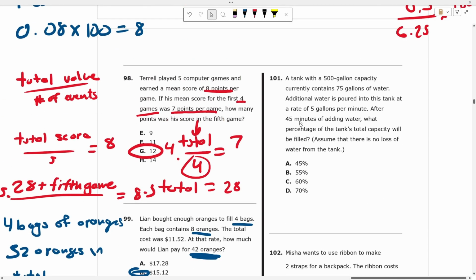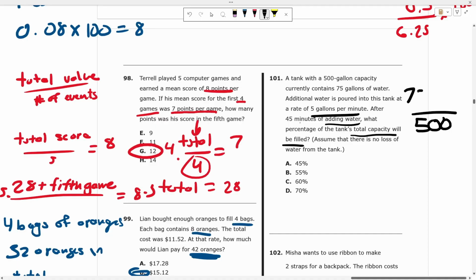Okay. Number 101 says that a tank with a 500-gallon capacity currently contains 75 gallons of water. Additional water is poured into the tank at a rate of 5 gallons per minute. After 45 minutes of adding water, what percent of the tank's total capacity will be filled? So we know that it has a 500-gallon capacity.